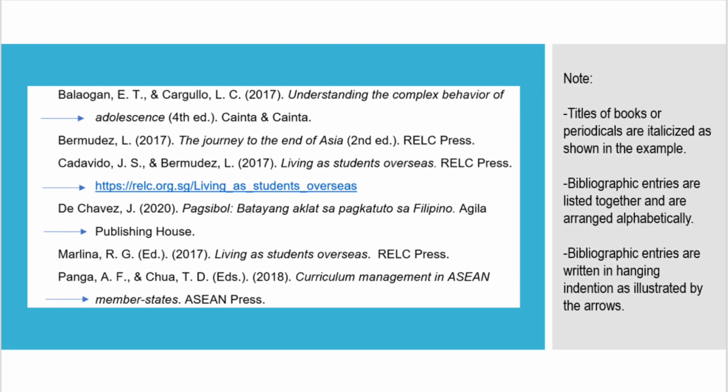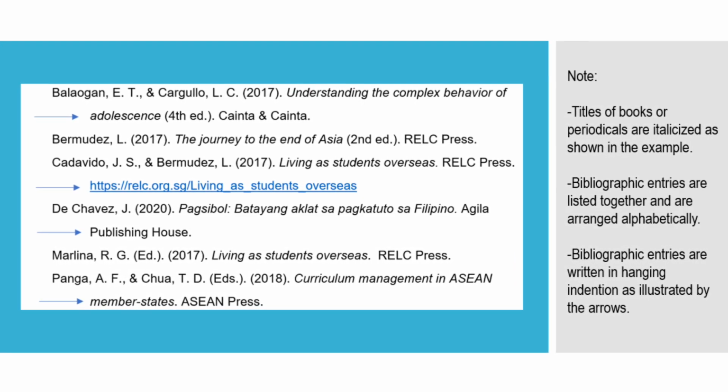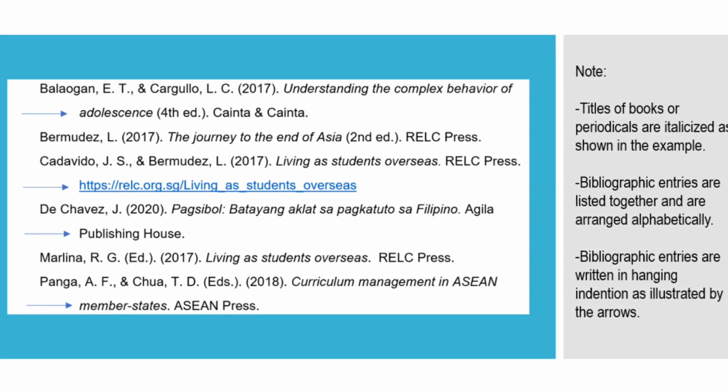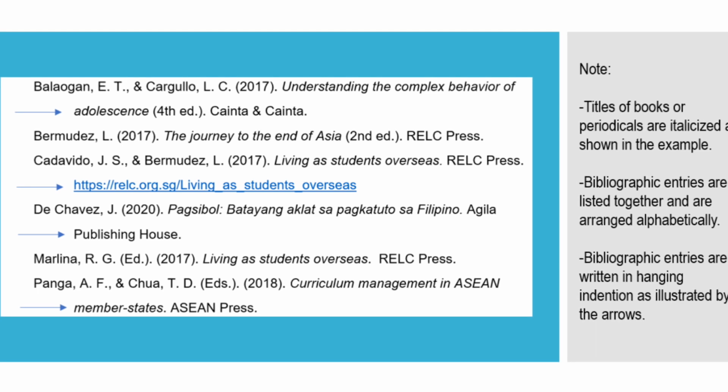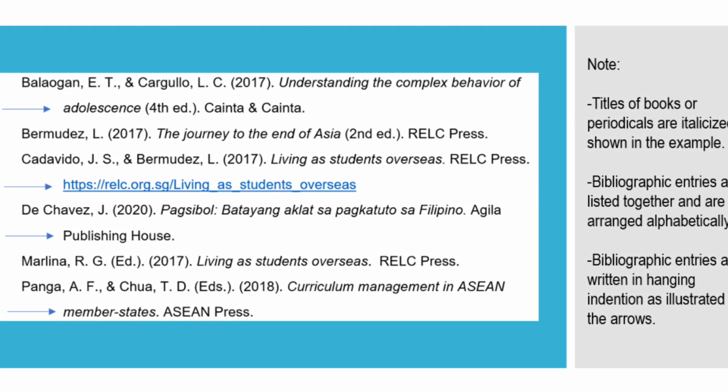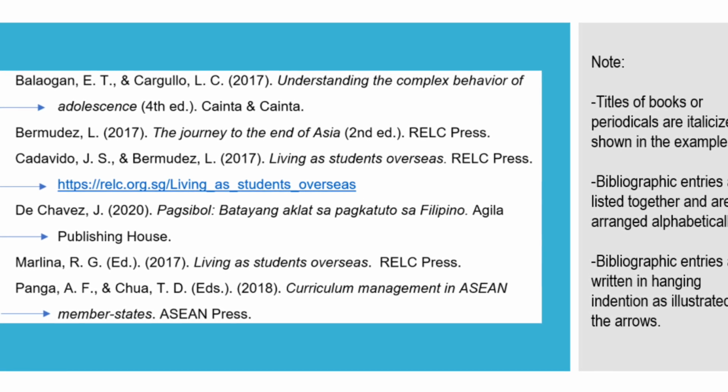Take note of the following. Titles of books or periodicals are italicized as shown in the example. Bibliographic entries are listed together and are arranged alphabetically. And bibliographic entries are written in hanging indentation as illustrated by the arrows.